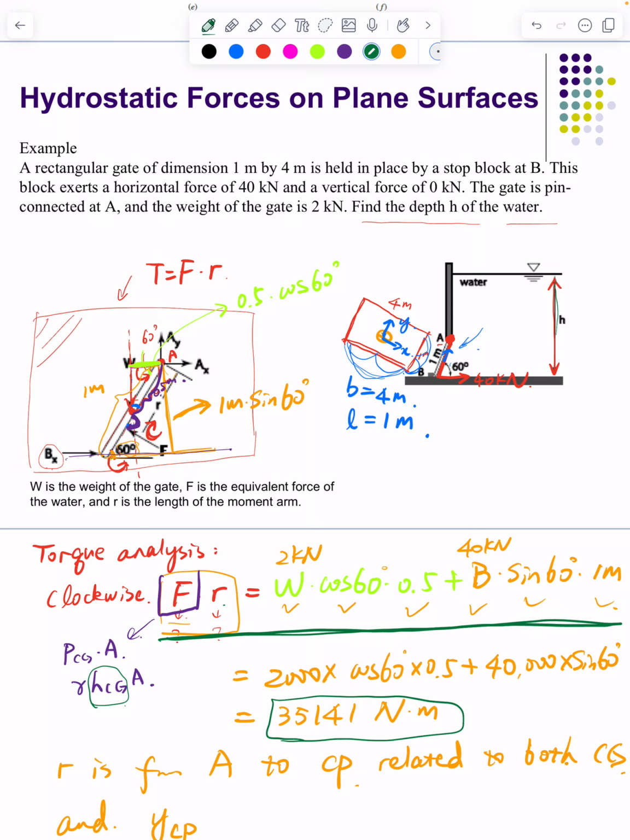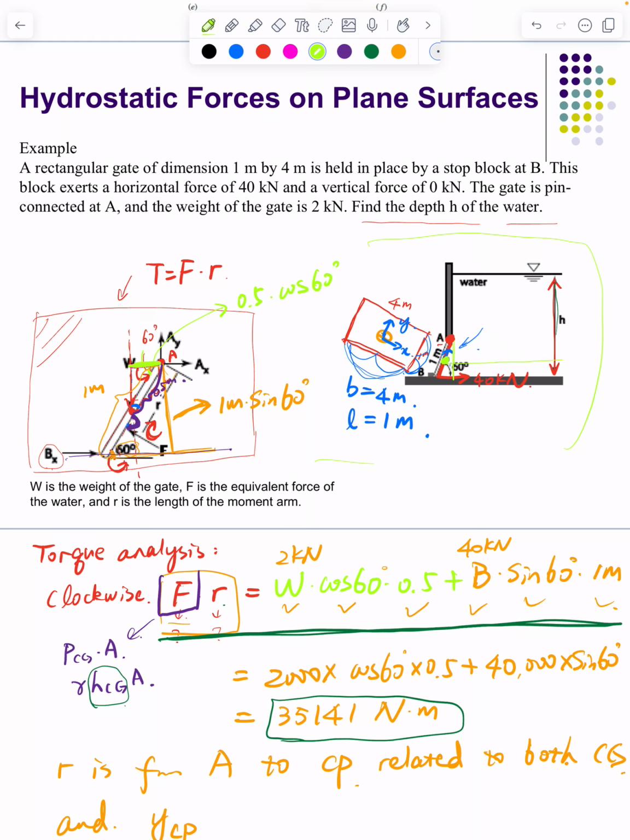HCG is what? HCG is here, right? Let me change the color. Maybe let's use green and draw on this figure right now. So CG is the centroid of the board, and we know because it's a rectangle, it definitely will be at a center point here.